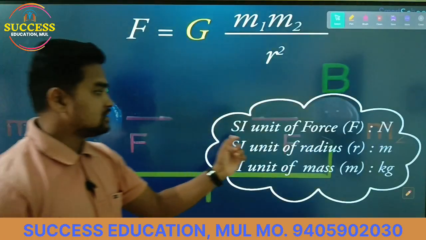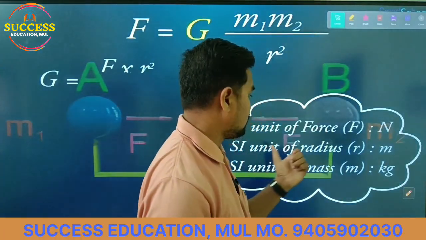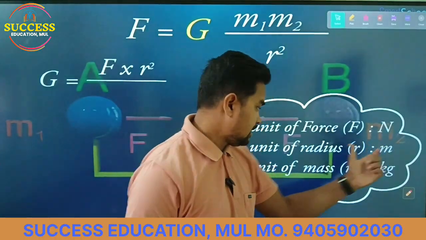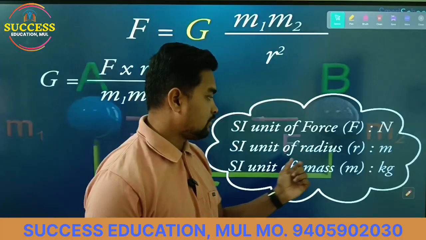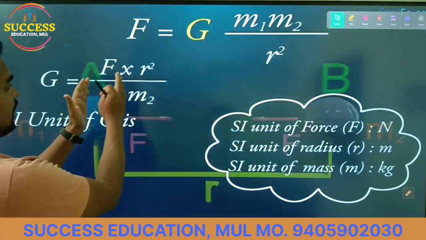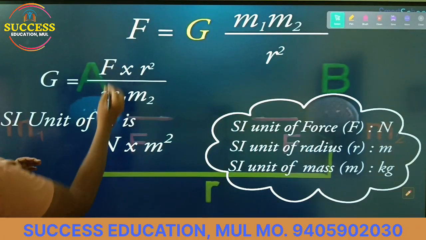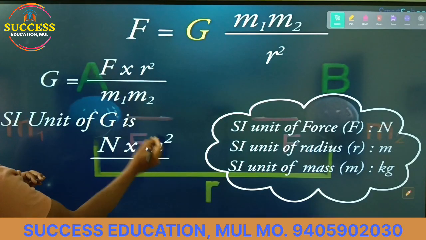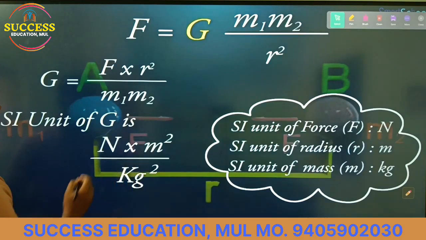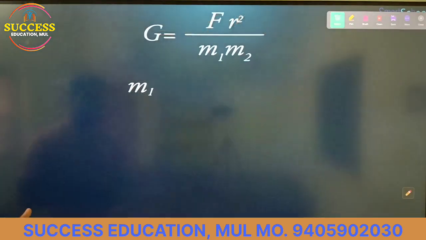So now the SI unit of force F is N, the SI unit of radius r is m, and the SI unit of mass m is kg. So therefore G is equal to F r square upon m1 into m2. You know the SI unit of G: force काय असणार, Newton, r square is meter square, and m1 and m2 are kg square. So therefore the SI unit of G is Newton meter square per kg square.